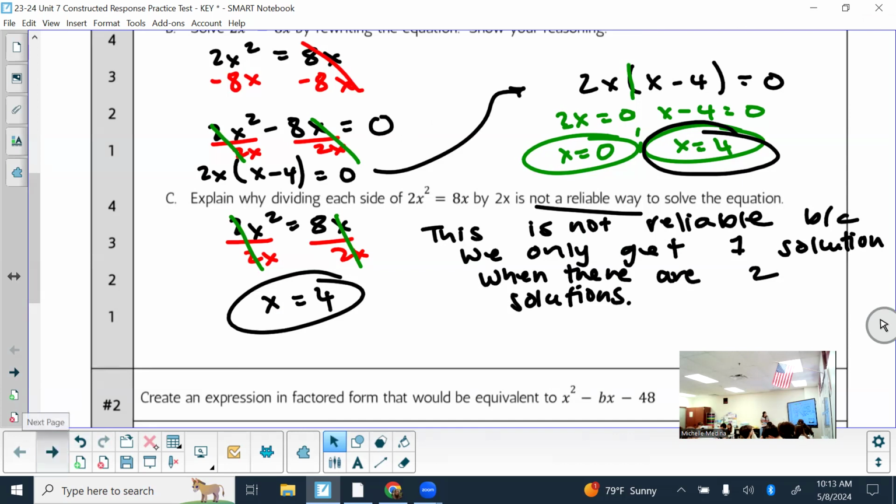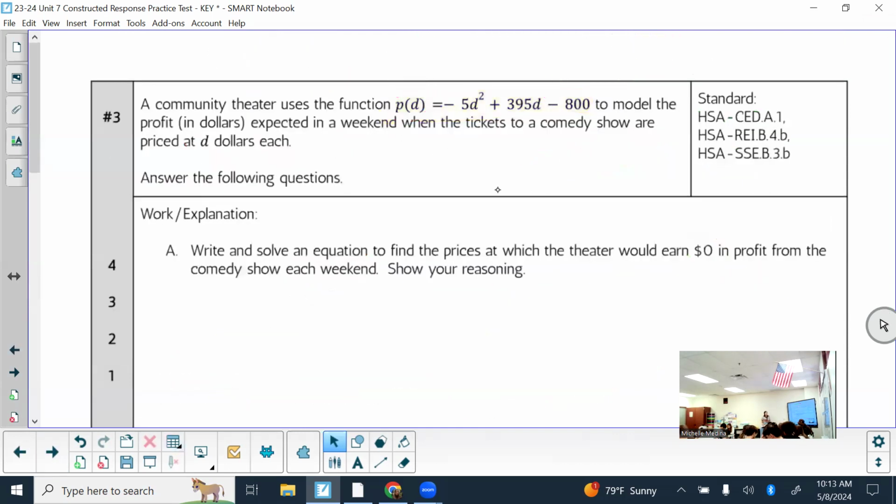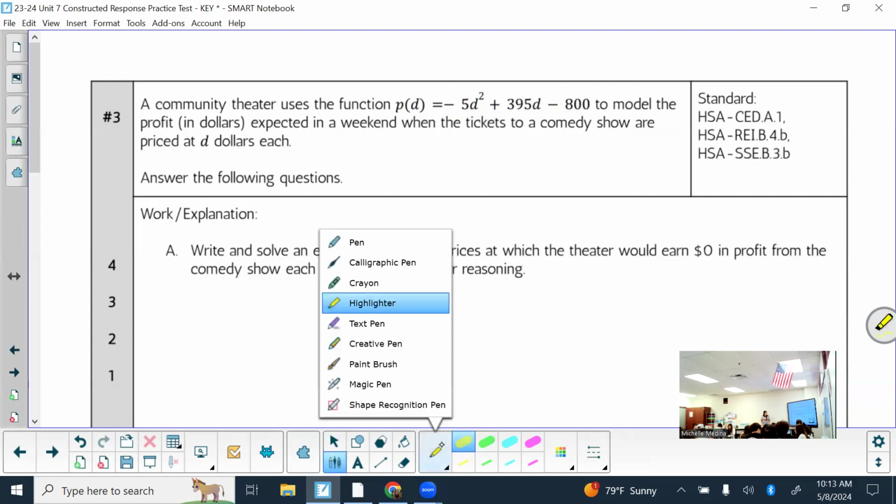Okay, number 3 on the constructed response. That's the one I said was kind of similar to number 1 on your Illuminate portion. The way you solve them would be pretty similar. A community theater uses this function to model the profit in dollars expected in a weekend when the tickets to a comedy show are priced at $D each. So really pay attention to our 2 variables.